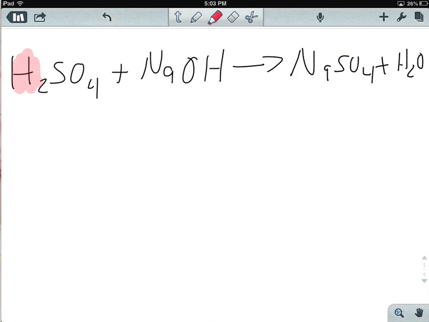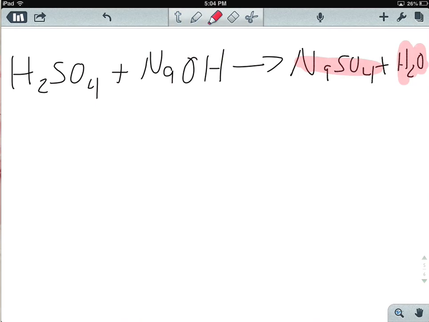So basically in this reaction, what we have is an acid plus a base. Now, this is a very specific reaction. We call it a neutralization reaction. And every time in a neutralization reaction, they're going to produce a salt plus water. And we can see that here's our salt, and then there's our water.